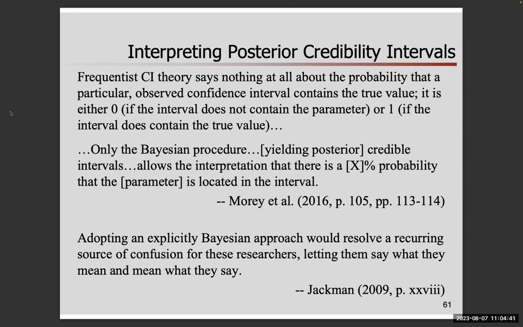Only the Bayesian procedure, yielding posterior credible intervals, allows the interpretation that there is, say, a 95% probability the parameter is located in the interval. And from Simon Jackman: adopting an explicitly Bayesian approach would resolve a recurring source of confusion for researchers, letting them say what they mean and mean what they say.